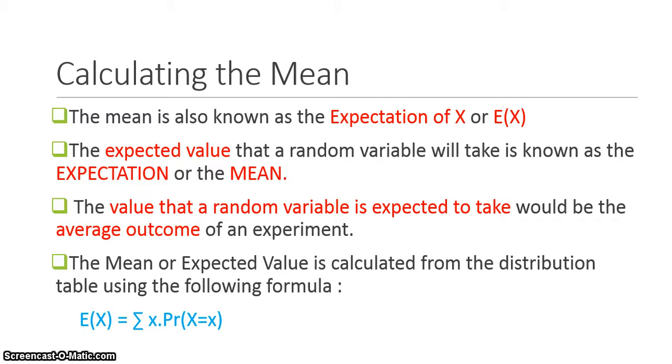The mean, or expected value, is calculated from the distribution table using the following formula. The expected value of x is equal to the sum of x multiplied by the probability that x takes a certain value. Remember, sigma is the Greek letter which stands in mathematical terms for the sum of.